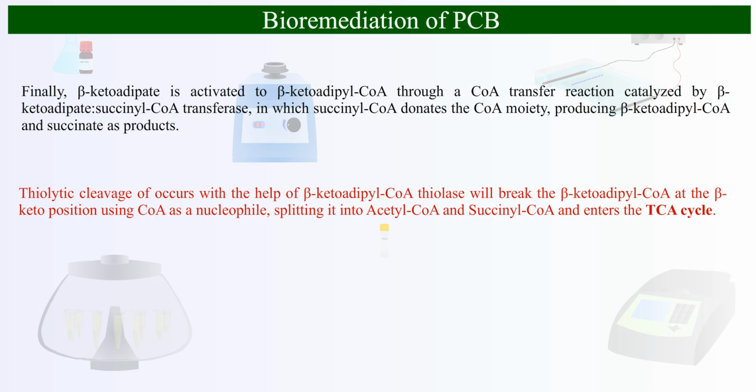Thiolytic cleavage occurs with the help of beta-ketoadipyl-CoA thiolase, which will break the beta-ketoadipyl-CoA at the beta-keto position using CoA as a nucleophile, splitting it into acetyl-CoA and succinyl-CoA, which enter the TCA cycle.